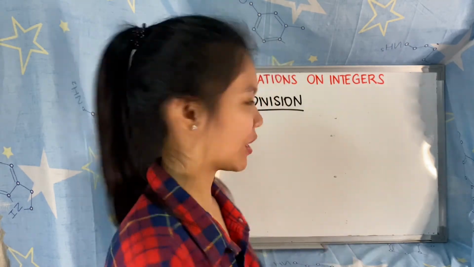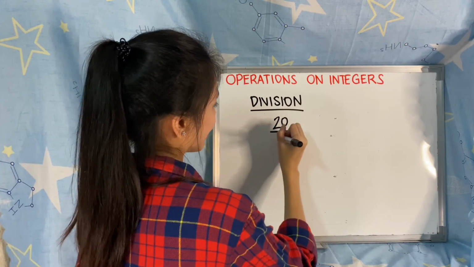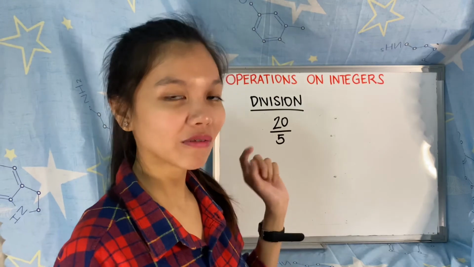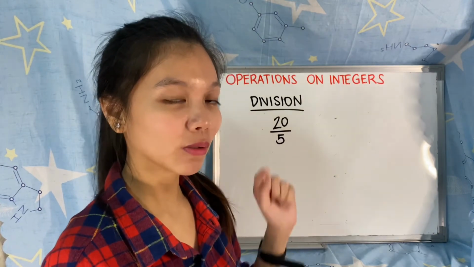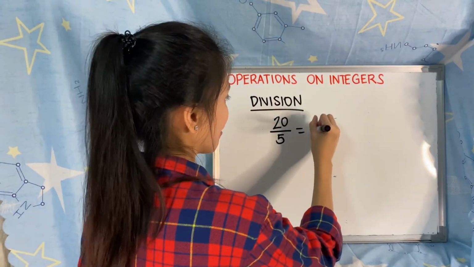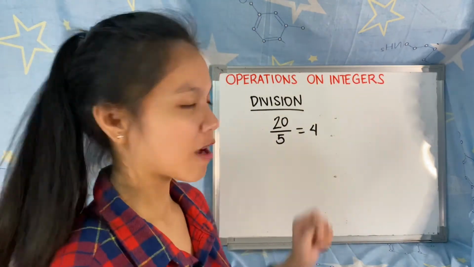For example, positive 20 divided by 5. So, positive 20 divided by positive 5. So, simply divide the numbers. 20 divided by 5, that is 4. Positive divided by positive, that is positive.